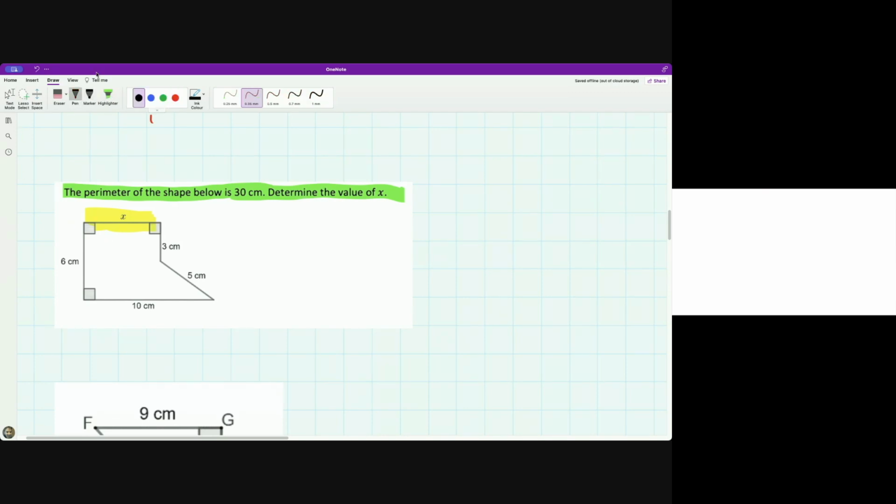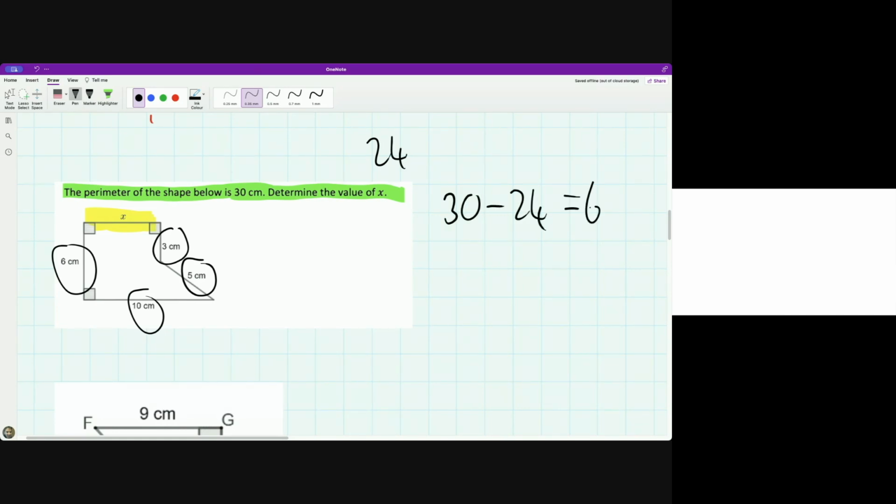Okay, I see you're on form today. So I would add up 3 plus 5 plus 10 plus 6, which is 18, which is 24. But now I need to go 30 minus 24, which is 6 centimeters. And that's what this must be, 6 centimeters.